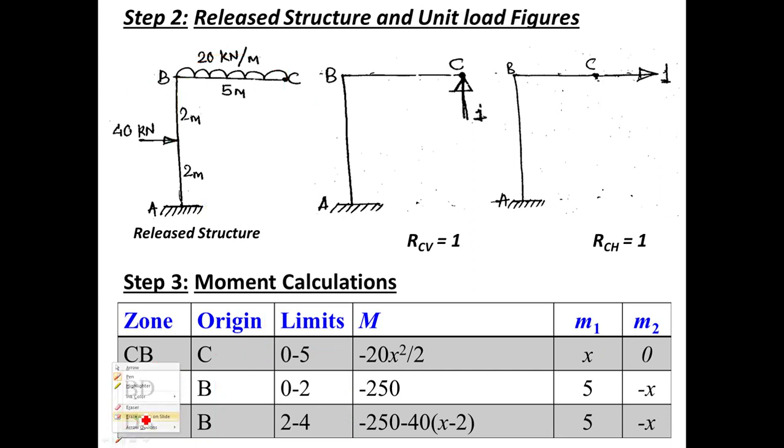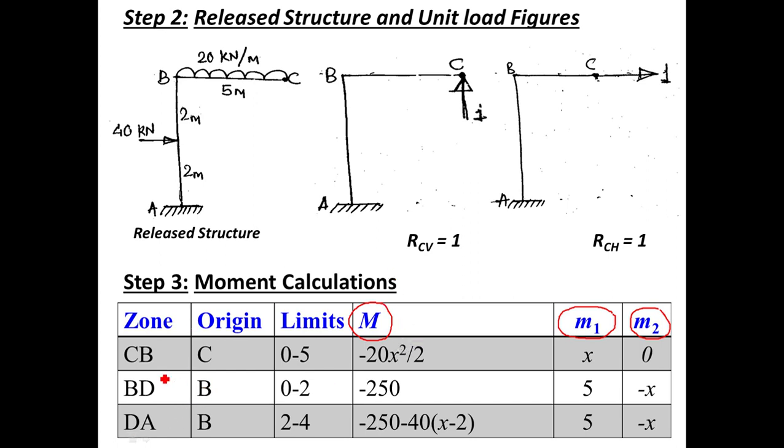So these are the first three columns. Now we have to take the moments. The remaining three columns represent the moments in this table. So capital M you will get from the released structure, small m1 you will get from the first unit load figure, and small m2 you will get from the second unit load figure. Okay, so one by one we have to take the sections in various zones.